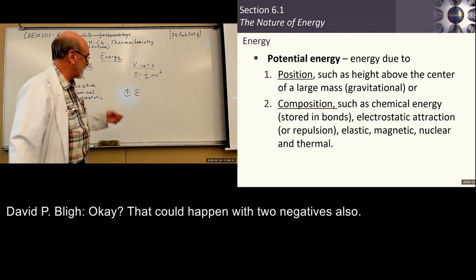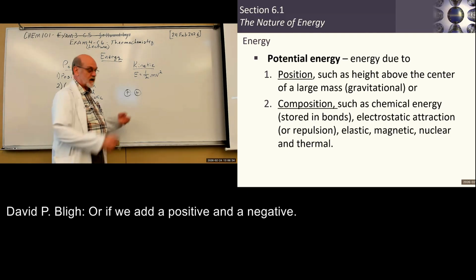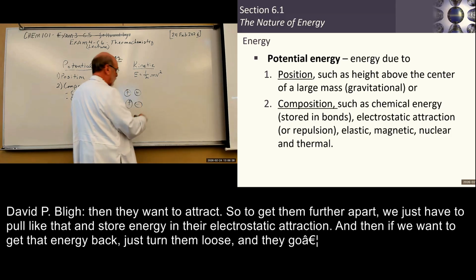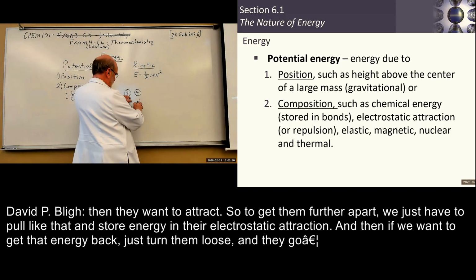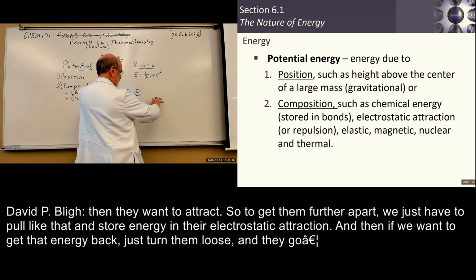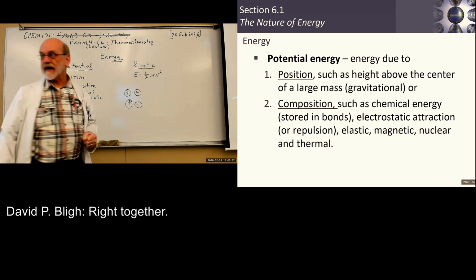Okay, that could happen with two negatives also. Or if we had a positive and a negative, then they want to attract. So to get them further apart, we just have to pull like that and store energy in their electrostatic attraction. And then if we want to get that energy back, just turn them loose and they go right together.